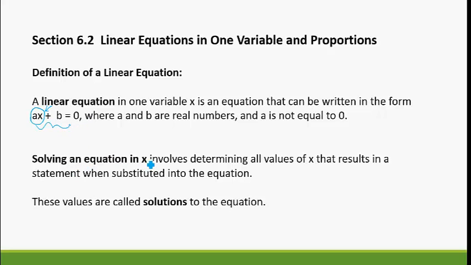When we're solving an equation in x, what we're doing is determining all values of x that result in a true statement when substituted into the equation. And these values are called solutions. So if we look at a basic linear equation, if I had x plus 3 equals 5, you're trying to find the value of x that works in this problem. Well, that's pretty straightforward. We know x would have to be 2, because 2 is the number that would make this a true statement. So 2 is called our solution.